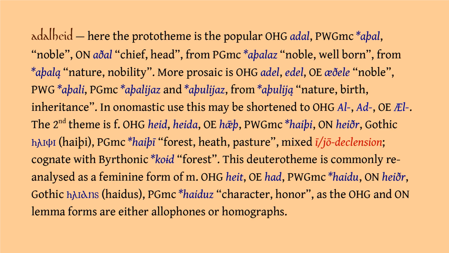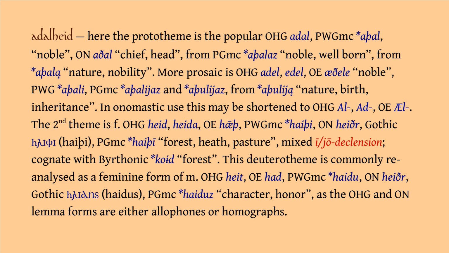Adelheid. Here the proto-theme is the popular Old High German Adel, Proto-West Germanic Athel, noble, Old Norse Athel, chief, head, from Proto-Germanic Athelas, noble, well-born, from Athela, nature, nobility. More prosaic is Old High German Adel, edel, Old English Athele, noble, Proto-West Germanic Atheli, Proto-Germanic Athalias, or Athulias, from Athulia, nature, birth, inheritance. In onomastic use this may be shortened to Old High German al, ad, Old English al.